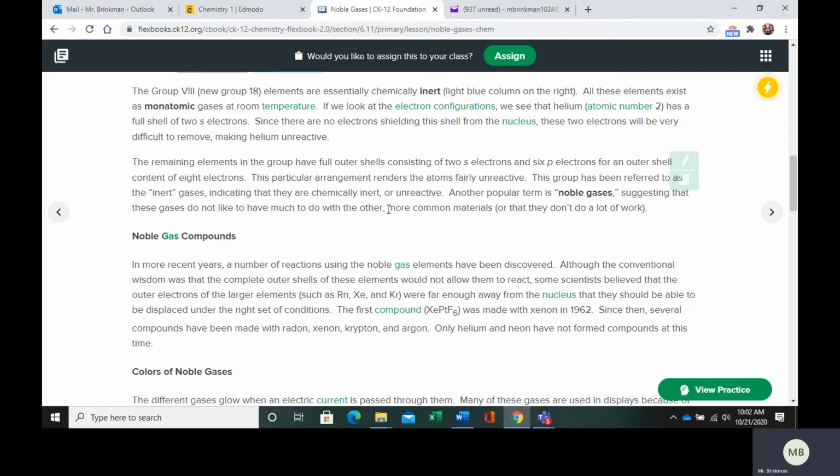This suggests that these gases do not like to have much to do with other more common materials, or that they don't do a lot of work. This has to do with nobility. So royal families, nobility, they don't want much to do with the common people. They don't do a lot of work.